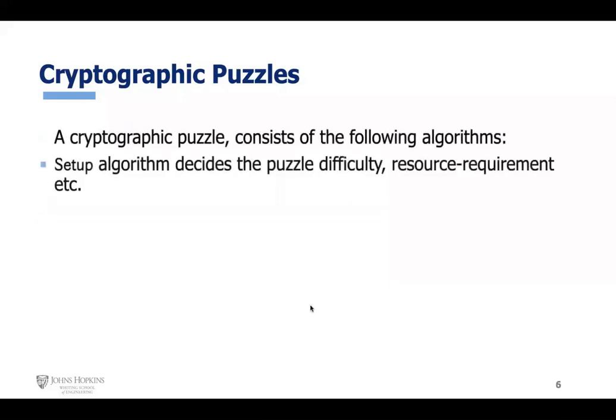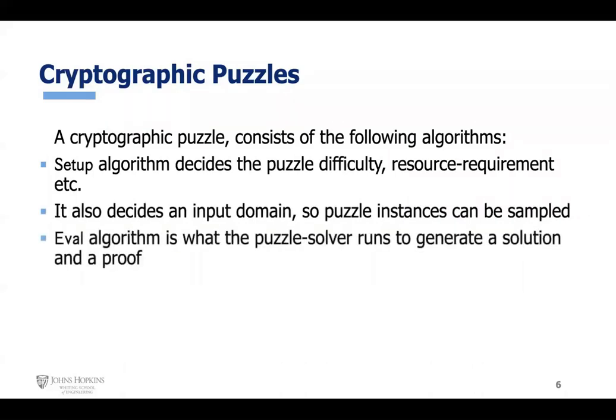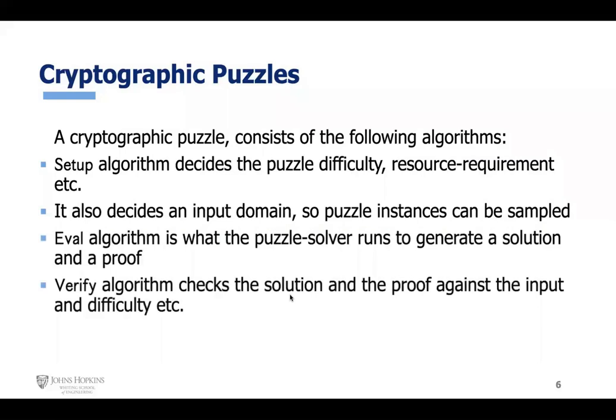A cryptographic puzzle consists of the following algorithms, where the setup algorithm decides the puzzle difficulty, resource requirement, and also the input domain from which puzzle instances can be sampled. The evaluation algorithm is what the puzzle solver actually runs to generate a solution and a proof. Sometimes you'll see that the evaluation algorithm is split into evaluate and prove, where you take a solution and you prove that you generated it properly. I'm going to combine both of them in one here. And then there's also the verification algorithm, which can check solutions and proofs against inputs.